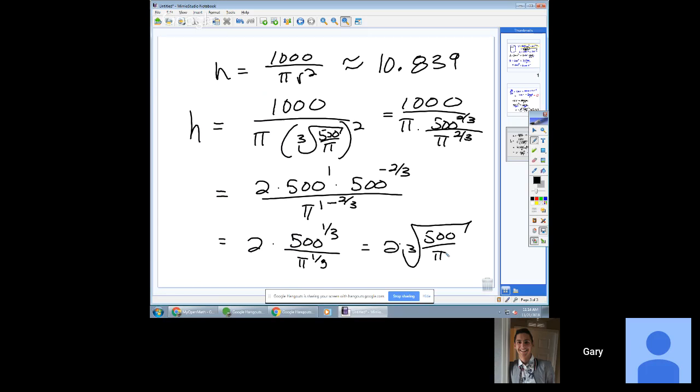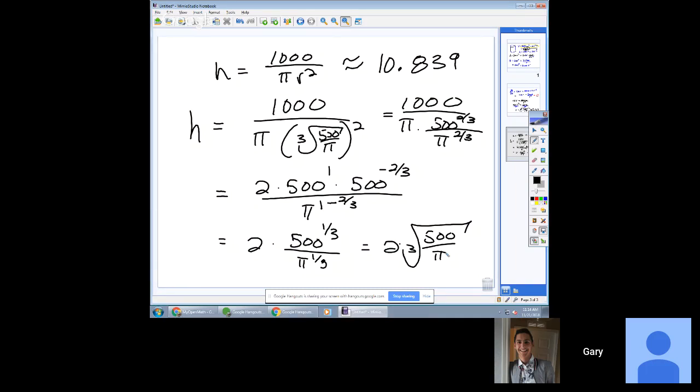Whoa, the optimal can: the height is twice the radius. But wait, how's the diameter related to the radius? It's twice the radius. So the height is twice the radius, and the diameter is twice the radius. So what is the cross section of this can vertically? A square. It's a square.